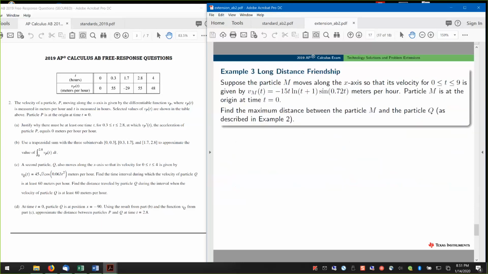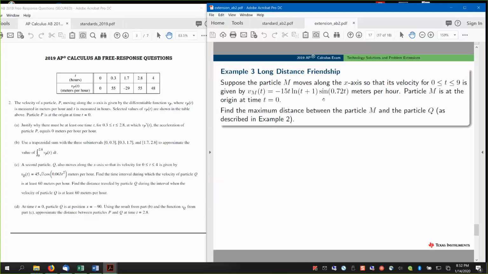And I have one more here. This is a brand new function, v sub m, associated with a particle that moves along the x-axis between 0 and 9. If you're following along with me, if you take a quick look at this function, this has a natural log in there, a trigonometric function. So I hope there'll be no desire of any students to try to actually integrate this by hand.